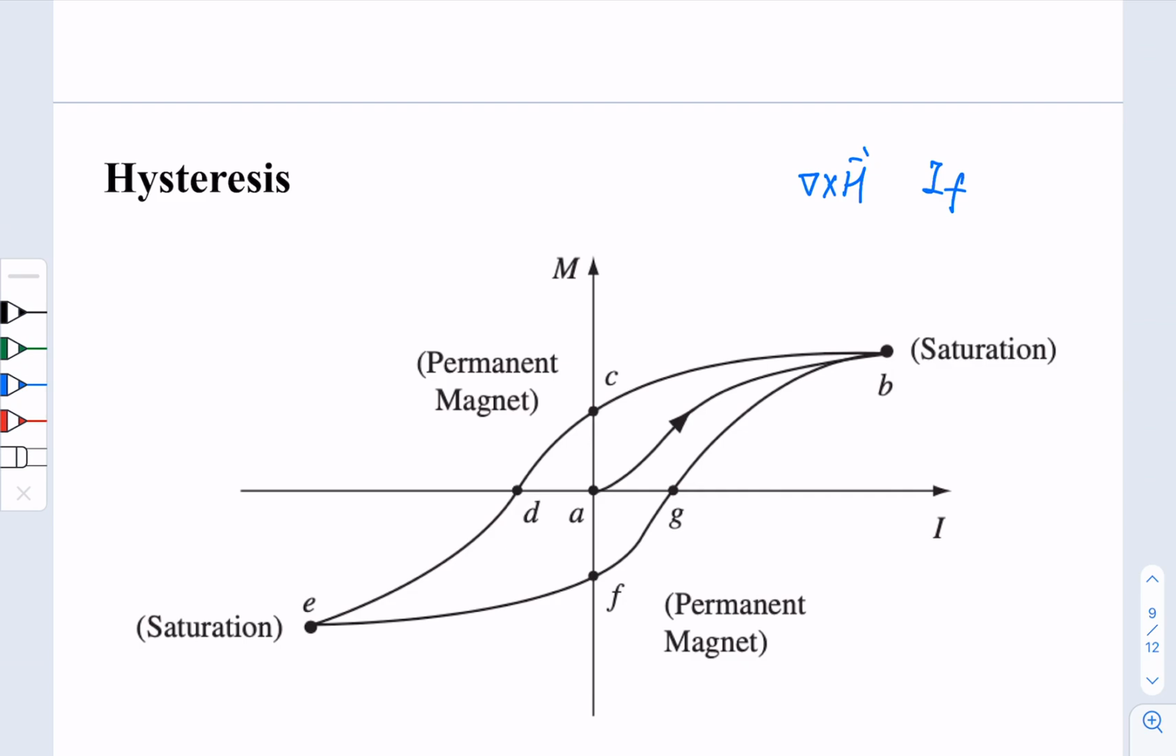But sometimes, the size of this loop actually relates to the energy dissipation. So here you can sort of imagine that when you are magnetizing the magnet, you are actually doing work, and once you close up this loop, the work that you have done will be converted into heat.